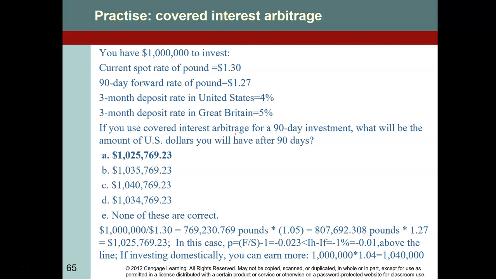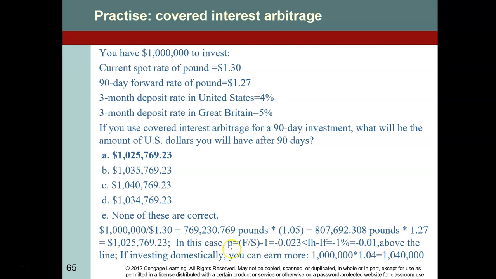Okay, but is this necessarily a better choice compared to just investing in the United States domestically at 4%? Even though it looks like the foreign interest rate is higher at 5%. If we want to dig more, we can calculate the forward premium, P, which is F over S minus 1, which is also (F minus S) over S. It's going to be 1.27 over 1.3 minus 1. So we have negative 0.023 as our P. There is a forward discount. And for I_H minus I_F, we can use 4% minus 5%. So we have negative 1%, which is negative 0.01.